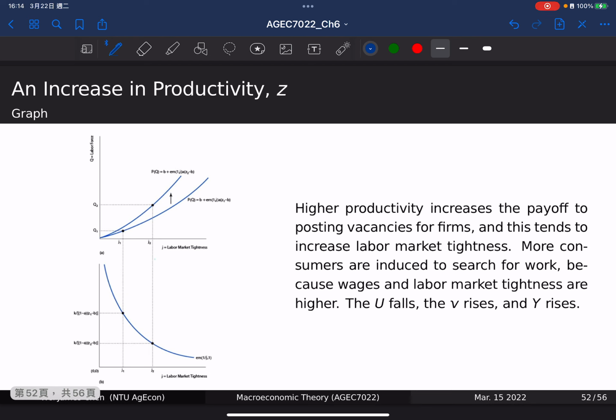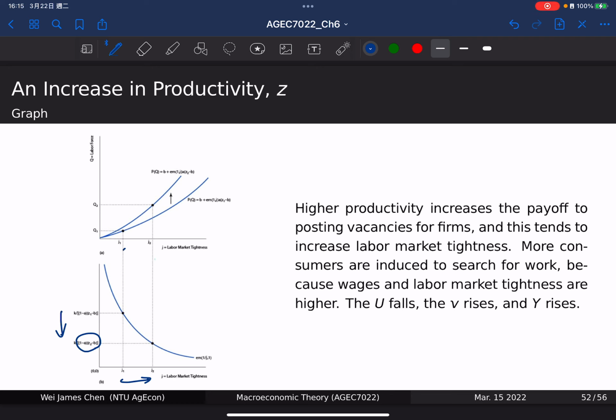So this one is actually easier. You see here, when Z increases, the same thing happens. It is a moving along the curve. The market tightness also decreases. Sorry, the other way around. Sorry, because the Z is in the denominator. So when Z increases, the whole thing decreases. So actually the market tightness increases.